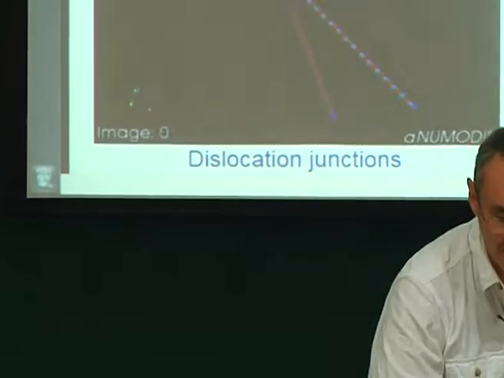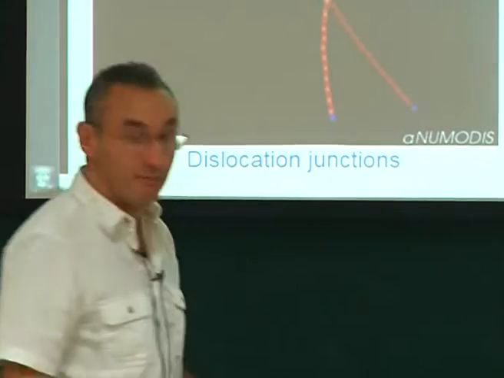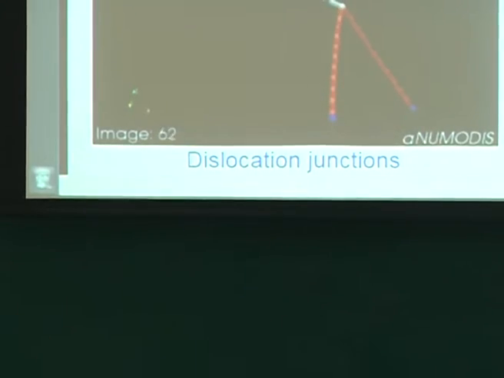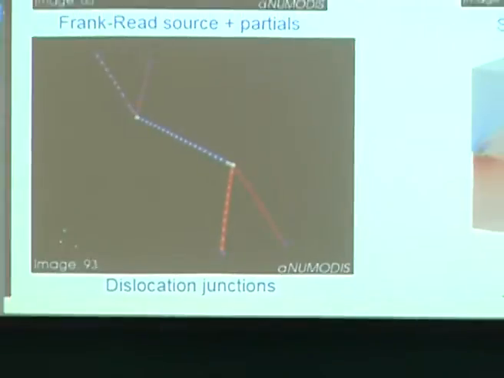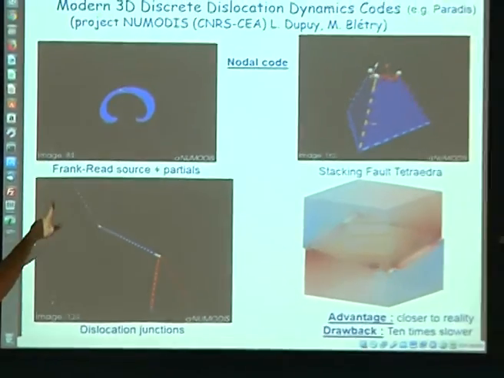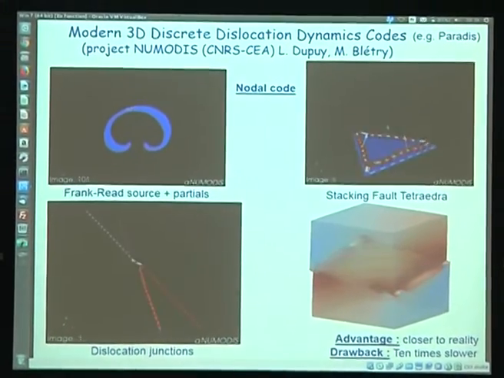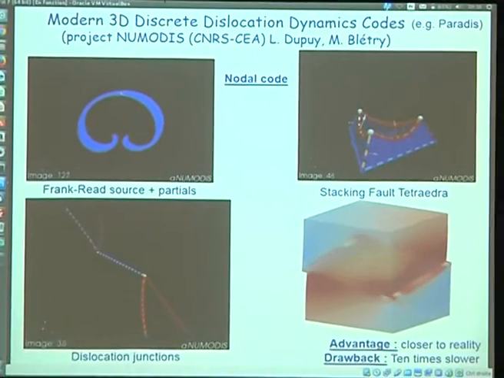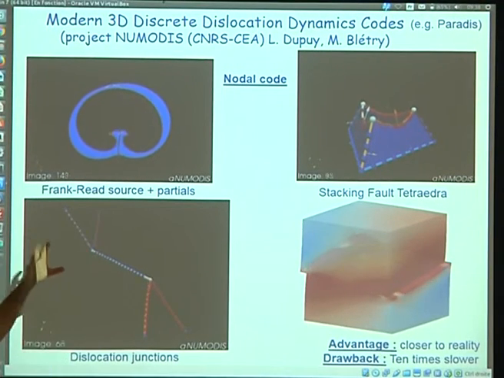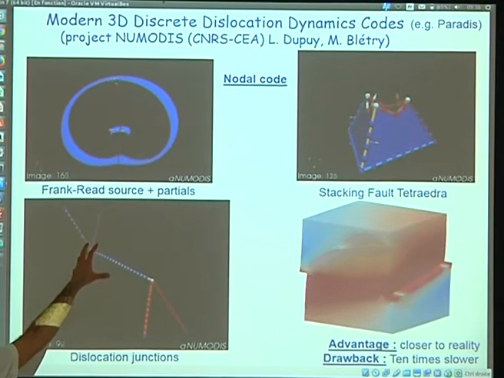And to illustrate that, I wanted to show you the first movies from Numodis, the code you will use. Each of the movies here, you will make next week. The top left movie is exactly that. This is the Frank-Read source. You see the Frank-Read source with partials. Here you have the 2 partials, and the blue area is the stacking fault area.